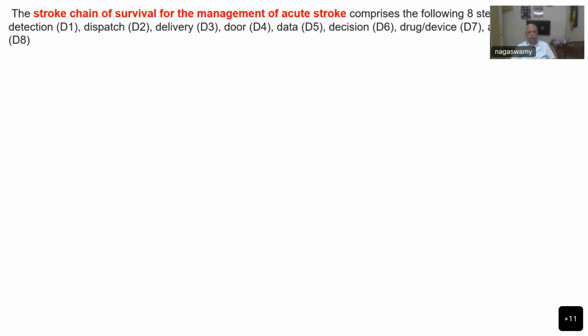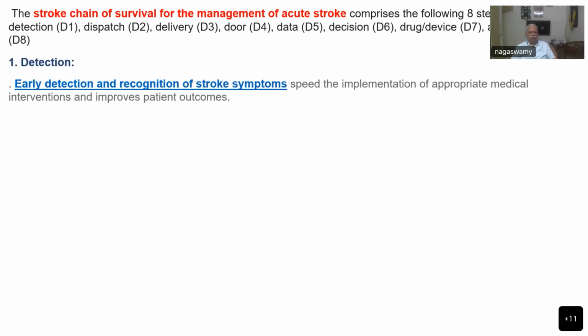And 8 is disposition. Now we will see what each one means. So first thing is detection. Early detection and recognition of stroke symptoms speed the implementation of appropriate medical intervention and improves patient outcome.